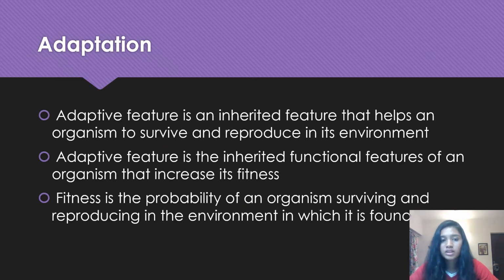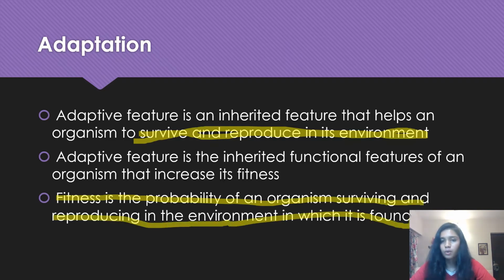Now this term seems familiar because I used it before. Surviving and reproducing in the environment. Where did we hear this? In fitness here. Fitness is the probability of an organism surviving and reproducing in the environment in which it is found. Okay, you need to know this definition.